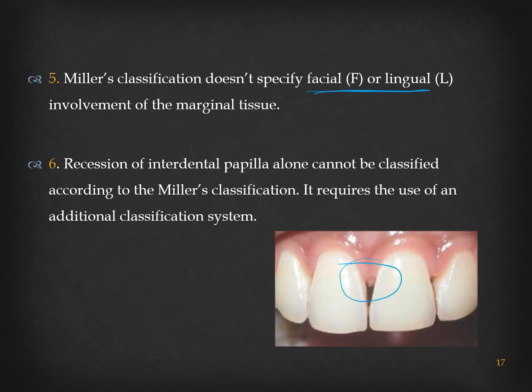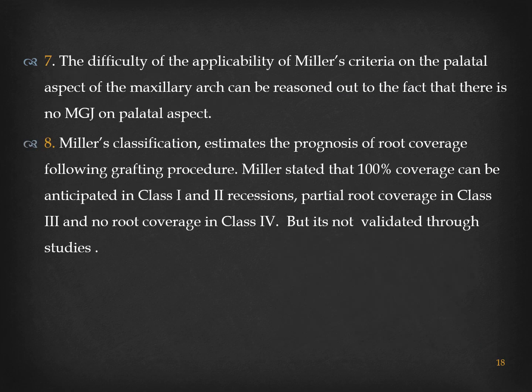Recession of interdental papilla cannot be alone classified on the basis of Miller, because there is no mention about such recessions in which only interdental papilla is recessed and gingival margin is not recessed. So it requires an additional classification system in such cases. Seventh limitation is difficulty of the applicability of Miller's criteria on the palatal aspect. Yes, because on the palatal aspect there is no mucogingival junction present. So we cannot apply this classification there.